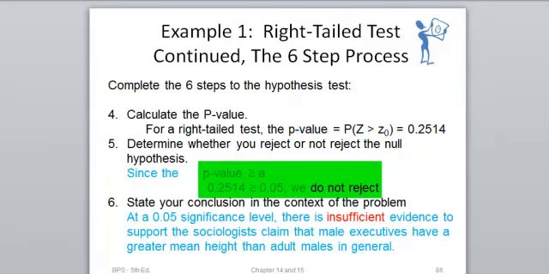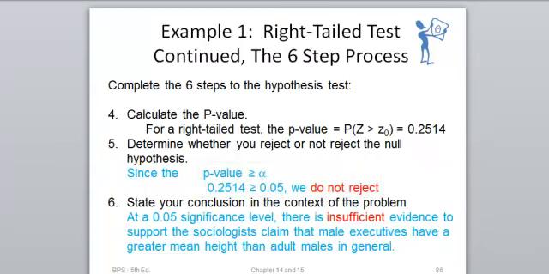Now, if I look at the p-value and compare it to alpha, my p-value is greater than my alpha. So we do not reject. So how do we state our conclusion in the context of the problem? Well, you say at a 0.05 significance level, there is insufficient evidence to support the sociologist's claim that male executives have a greater mean height than adult males in general.